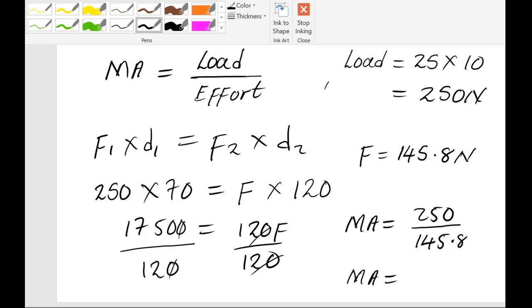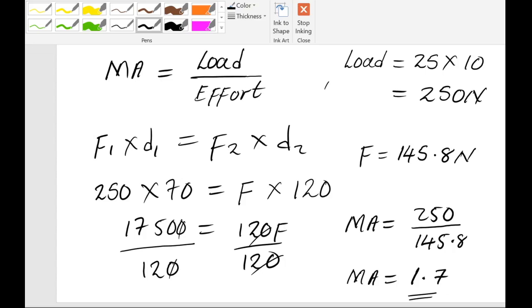So 250 divided by 145.8. The answer is giving us 1.7. Mechanical advantage is a ratio, and so it shouldn't have any units. That is our mechanical advantage.